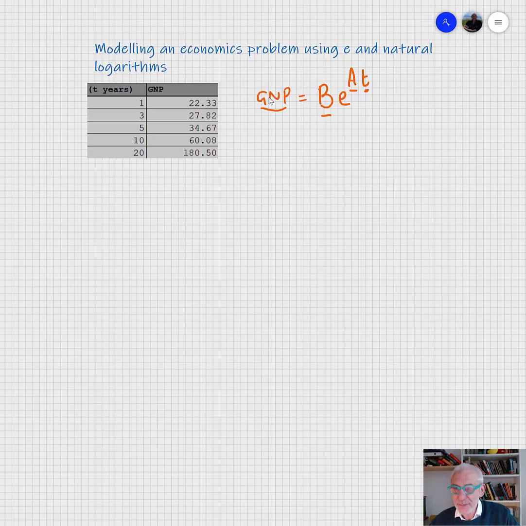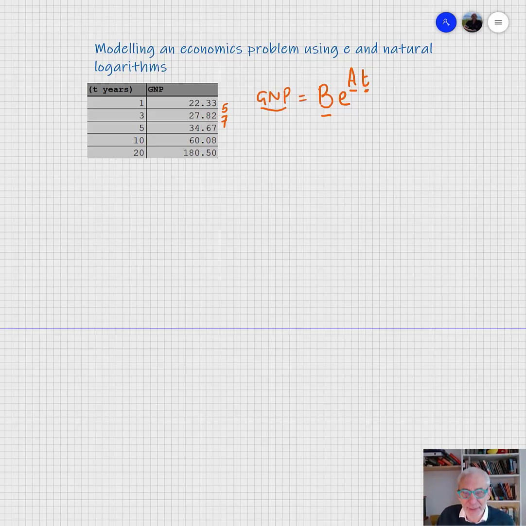Okay, so things to notice: it's definitely exponential. Between years 1 and 3 it increases by 5 units. Between 3 and 5, again 2 years, it increases by 7 units. And that pattern continues. The GNP grows exponentially as time passes. So let's just take a look at what that might look like.